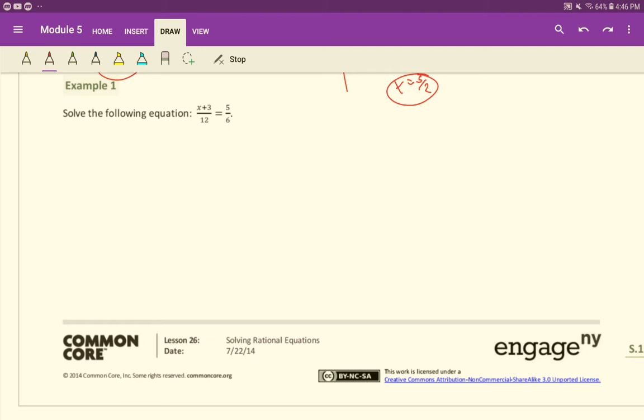Well, again, there's a couple different ways we could do this. One option here is because we have a ratio equal to another ratio, right? A fraction equal to a fraction, is we could cross multiply here. So we could do 6 times x plus 3 and 12 times 5. When you multiply the 6 times the x plus 3 here, that 6 is going to distribute. So it's going to be 6x plus 18 when you multiply. And then 12 times 5 will give us 60.